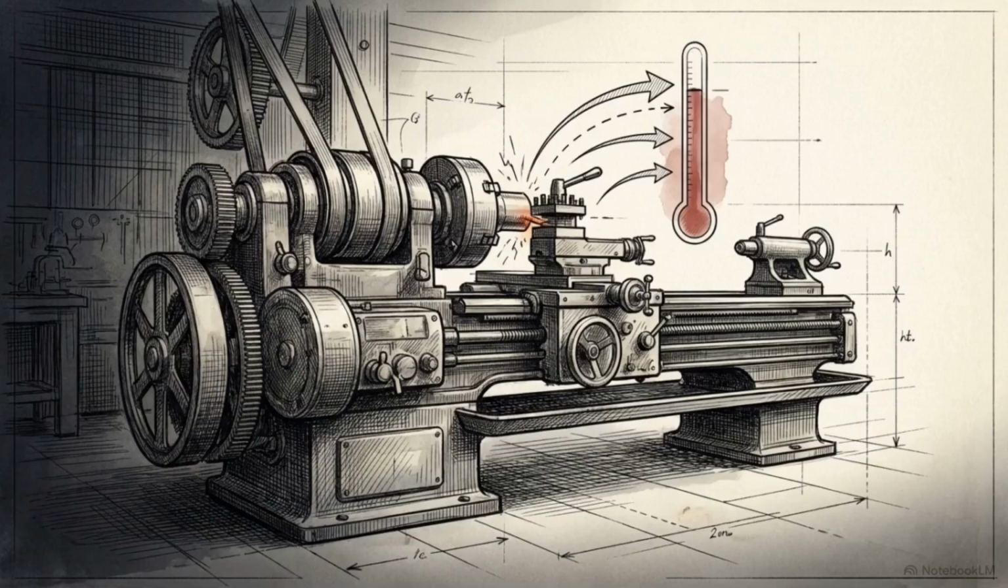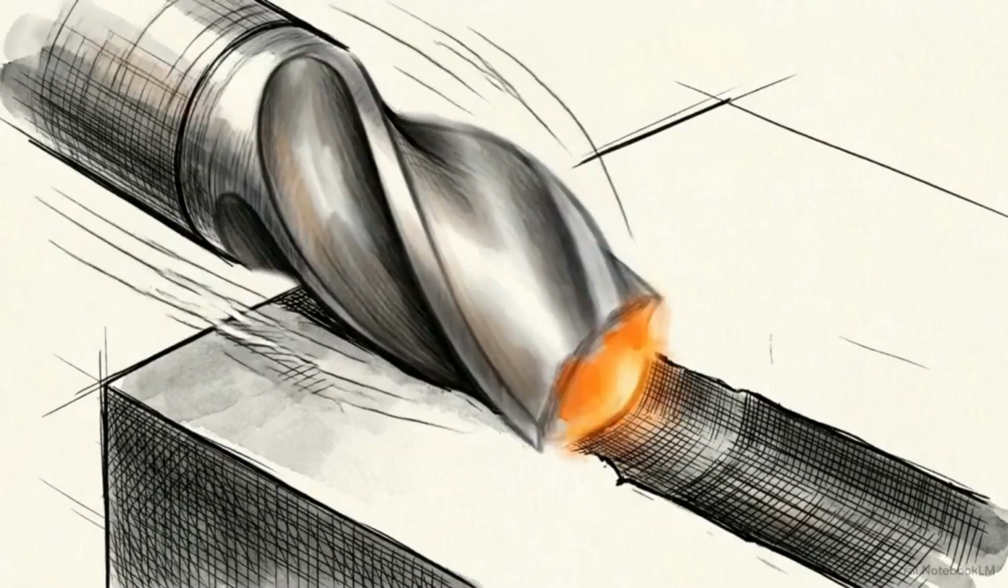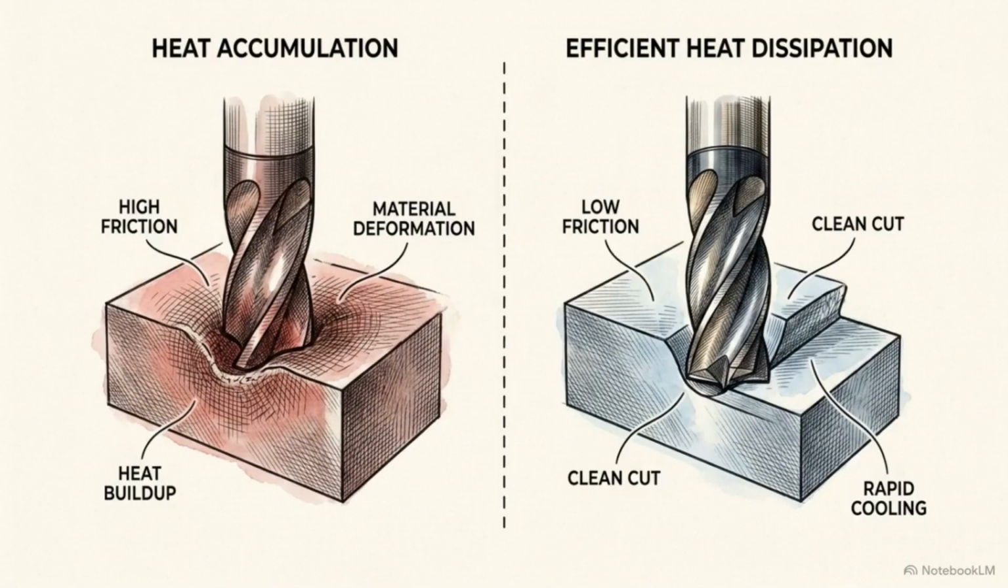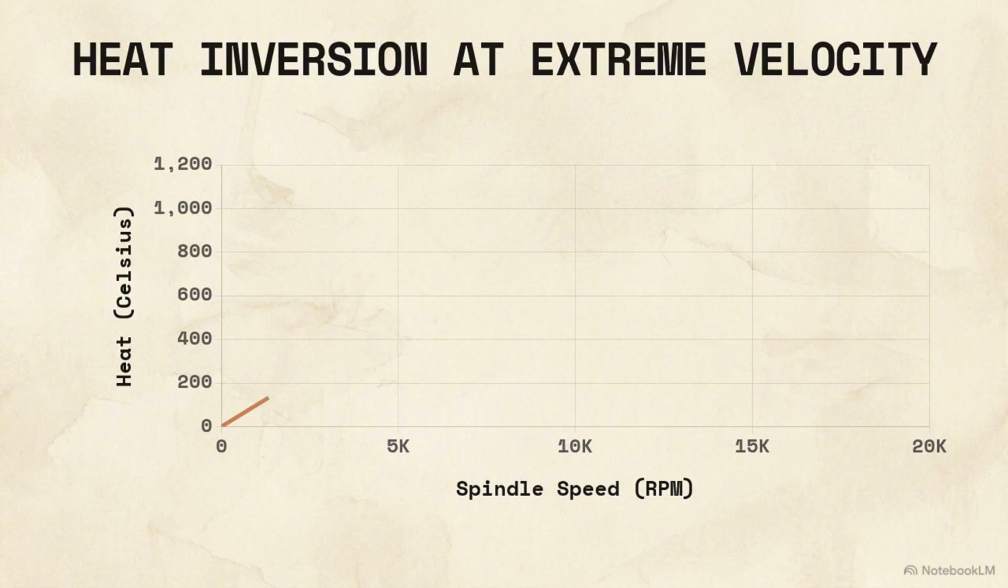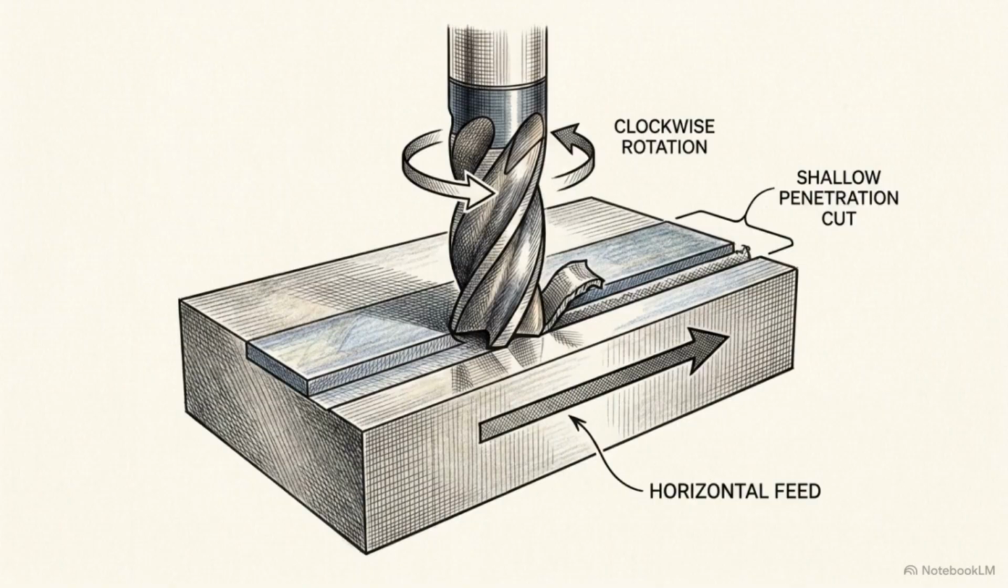In classical manufacturing, there is a strict thermodynamic limit: as you increase the rotational speed of the spindle, heat builds up and ruins the workpiece. High-speed machining functions by bypassing this limit. Once the spindle crosses a specific extreme velocity threshold, the mechanics of heat transfer invert, creating a cooling effect at the cutting edge. This process pairs extreme spindle speeds with rapid feed rates and very light depths of cut.